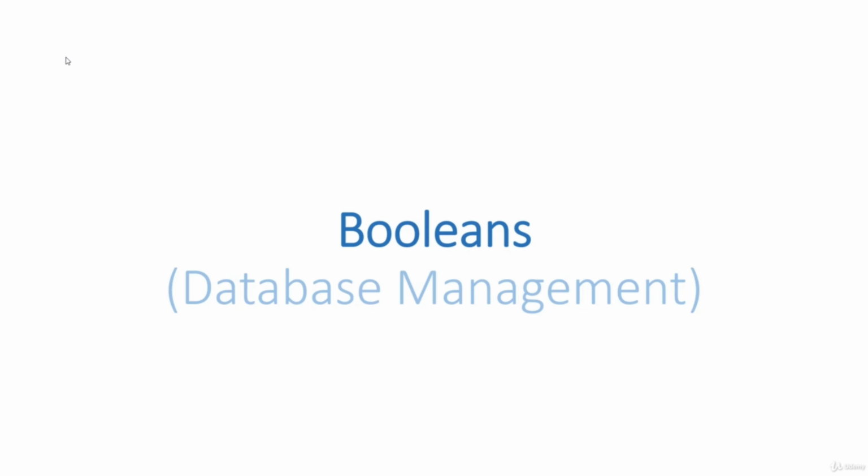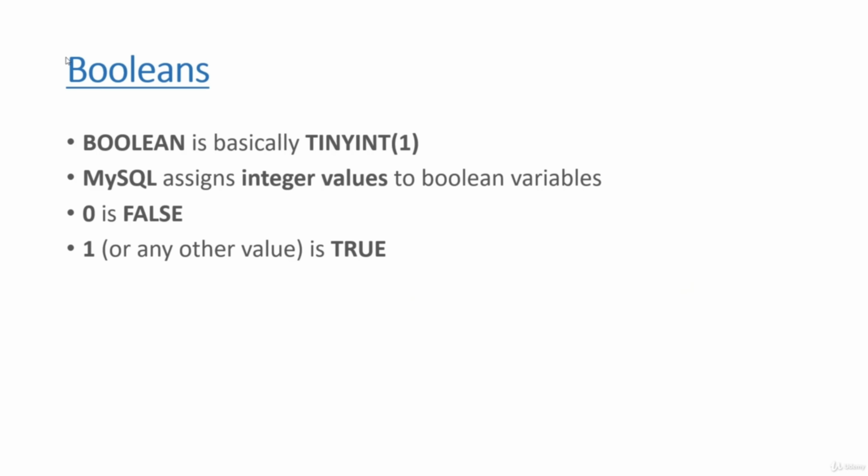Thanks for watching. In this lecture, we are going to talk about Boolean values. First of all, there are no real Boolean values when dealing with MySQL as a database management system, because Boolean is represented by a tiny integer with a single digit. So MySQL assigns integer values to Boolean variables. The false value has the integer representation 0, and 1 or any other value is representing the true Boolean value.